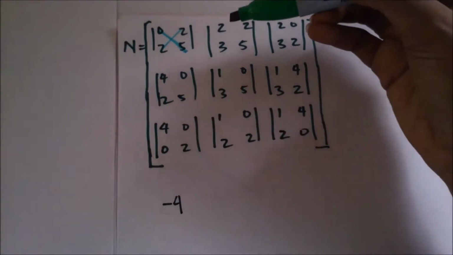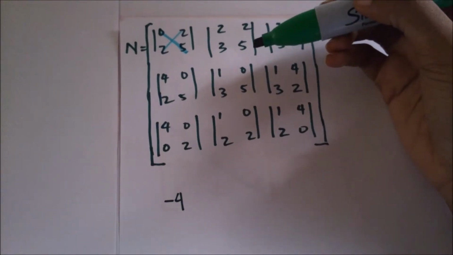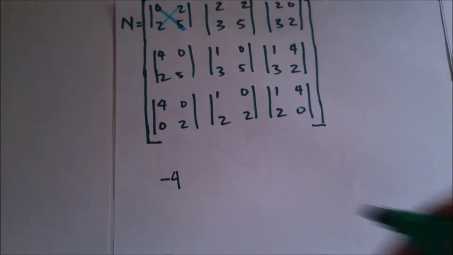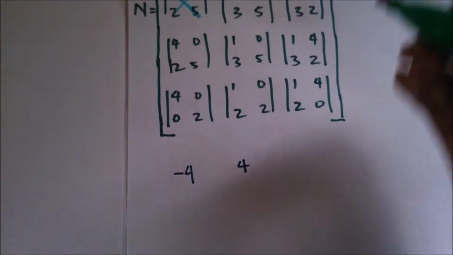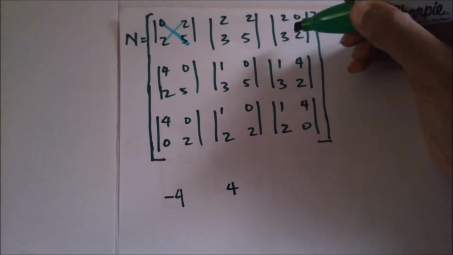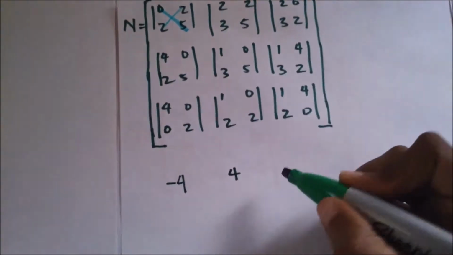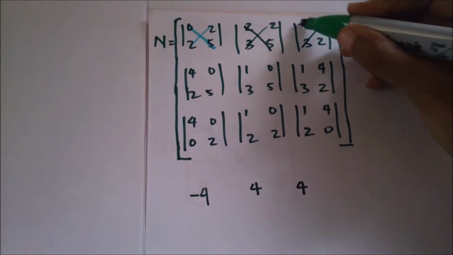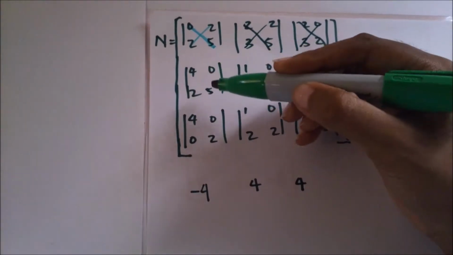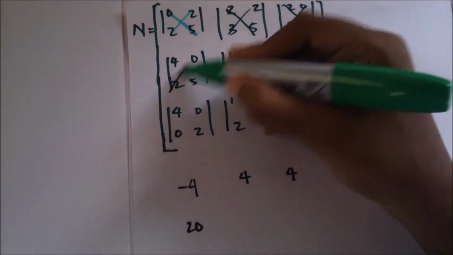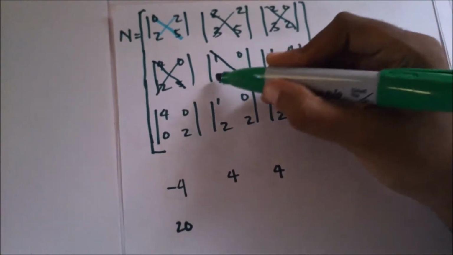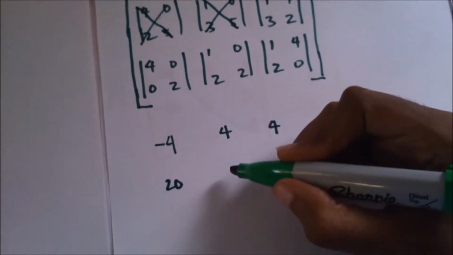So we have 2 times 5 minus 3 times 2. We're left with a positive 4. 2 times 2 minus 3 times 0. We're left with positive 4. I like to cross these out so that I know that I've done them so I don't get confused. 4 multiplied by 5 minus 2 times 0, we're left with a positive 20. 1 times 5 minus 3 times 0, we are left with a positive 5.